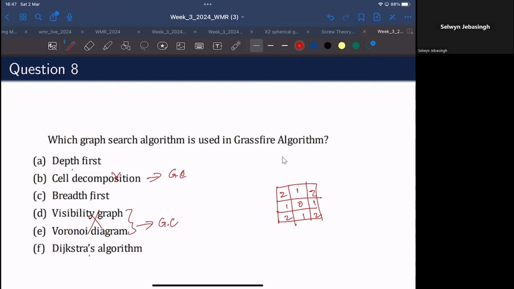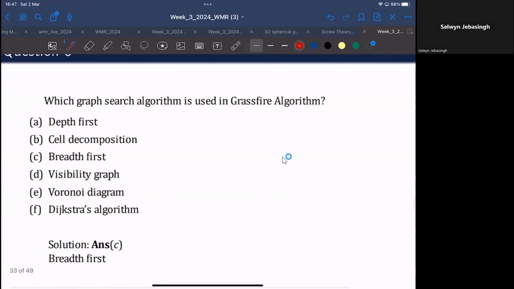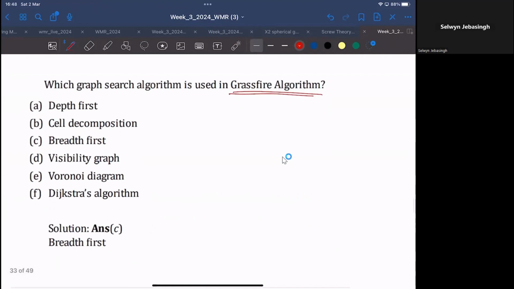Based on how it propagates, it's obviously breadth first. Because it expands one node, then it will expand its neighboring nodes, and again it expands their neighboring nodes. That is what the breadth first algorithm is in principle. So the correct option is indeed option C, breadth first. The correct option is breadth first for Graphfire algorithm. That is an example of Graphfire breadth first algorithm.